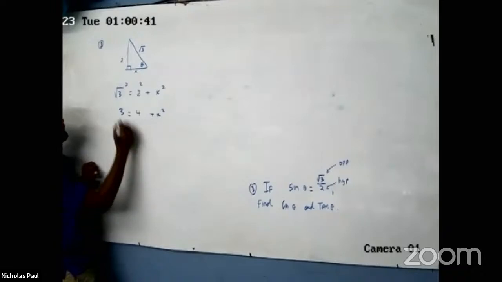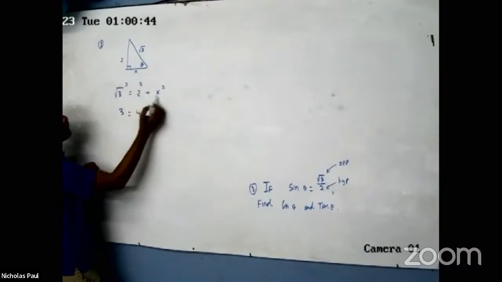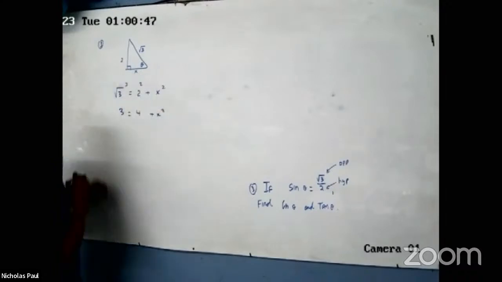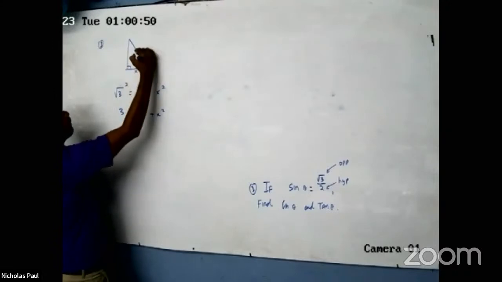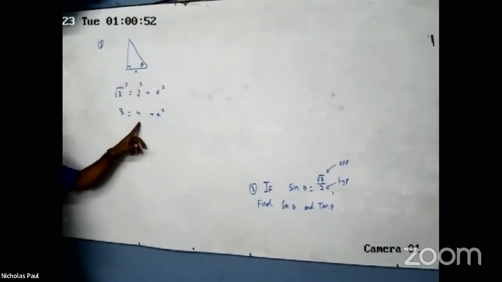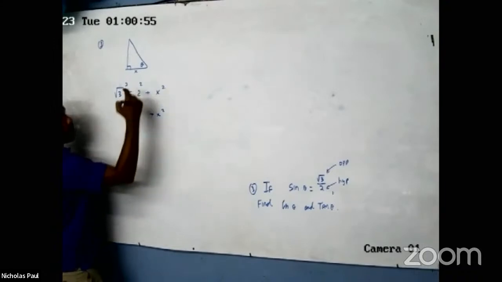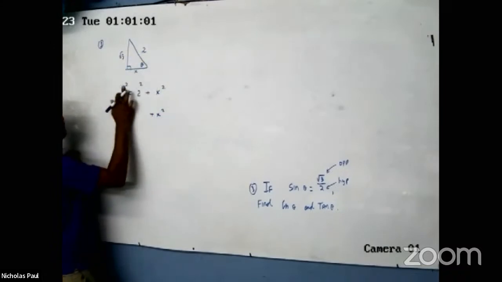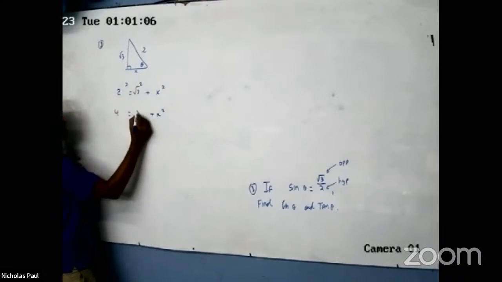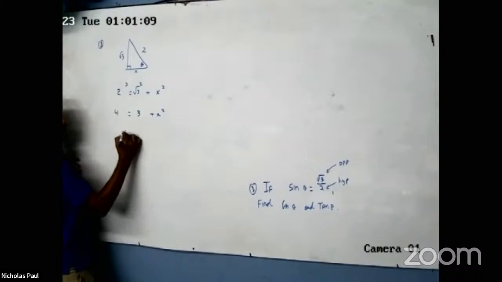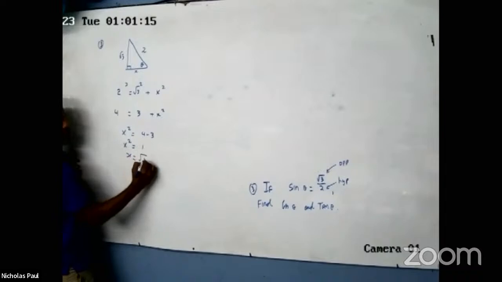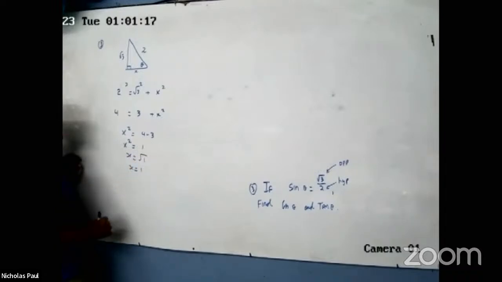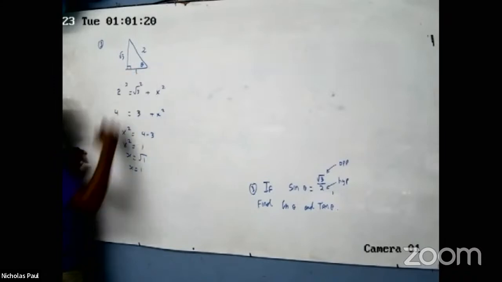Correct? Oh, sorry. See what's happening here? I'll get a minus number. Opposite is root 3, hypotenuse is 2. So 4 is equal to 3 plus x squared. So x squared is equal to 4 minus 3. X squared is 1. X is the square root of 1. So x is 1. So this value here is 1.